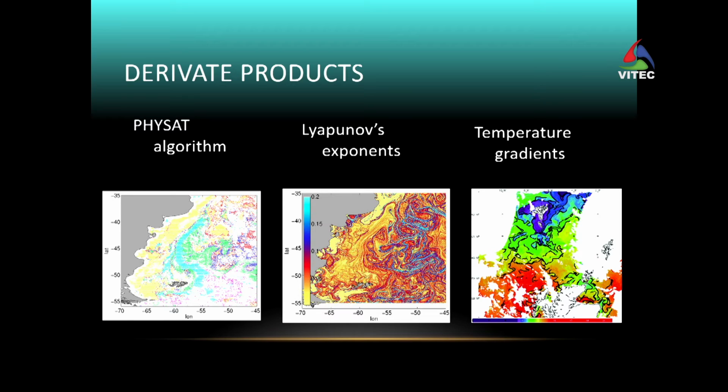From altimetry, we can derive Lyapunov exponents. Lyapunov exponents are a measure of the strength of the transport barriers, and this is a very good indicator of where the oceanic fronts form and disappear, where they are stable, and how much passage of biological communities there can be from one side of the front to the other for organisms that are not able to swim freely. And of course, we can also calculate temperature gradients and fronts.